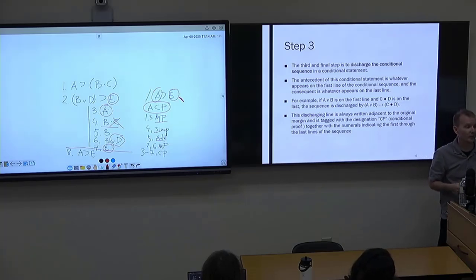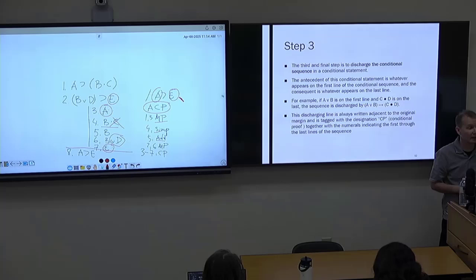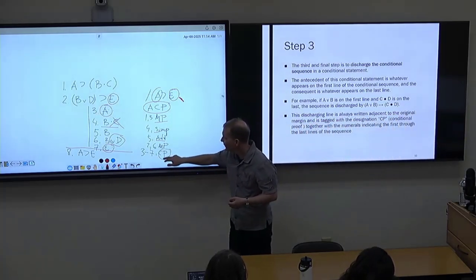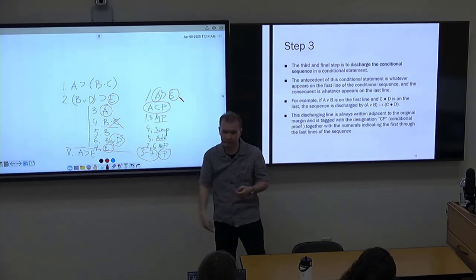But for example, if A or B is on the first line and C and D is on the last, then the sequence to discharge would be going from A or B to C and D. Discharging line is always written adjacent to the original margin and is tagged with abbreviation CP. And you are writing which lines you are using here, from 3 to 7.